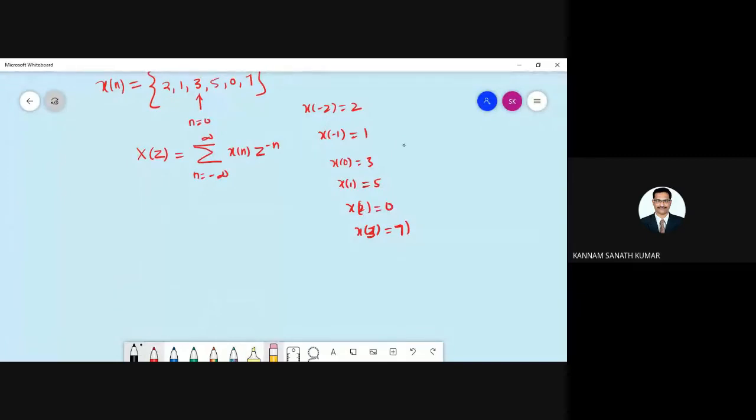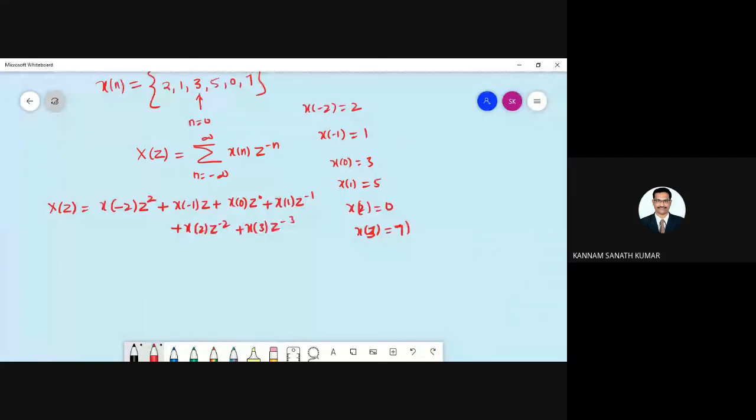So what we get is x of z equal to x of minus 2 z power 2, since minus of minus becomes plus for negative values, plus x of minus 1 z, plus x of 0 z power 0, plus x of 1 z power minus 1, plus x of 2 into z power minus 2, plus x of 3 into z power minus 3. The remaining values are all 0, since it is only defined from minus 2 to 3.